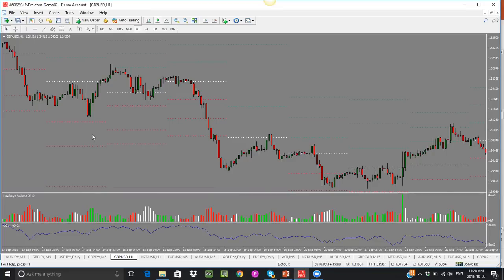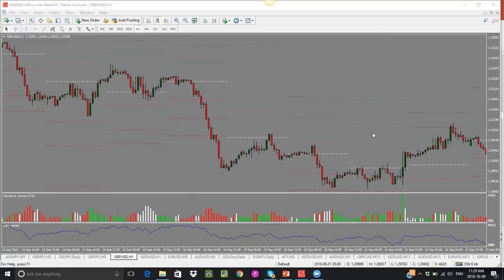In terms of the Marubozu, this is a bearish Marubozu. As you can see, the price opened here, closed here, and there was no wick on the downside. Normally, you don't want to see a wick on the upside either, but you don't see them on the bottom.